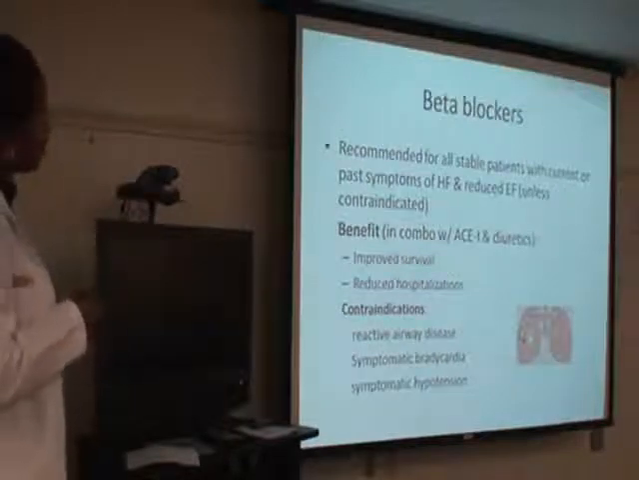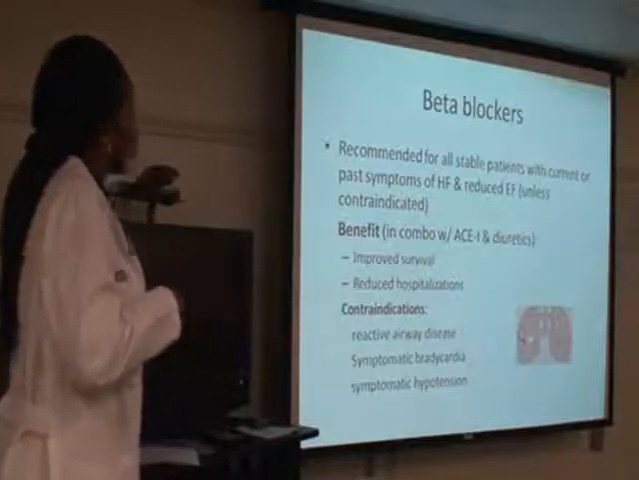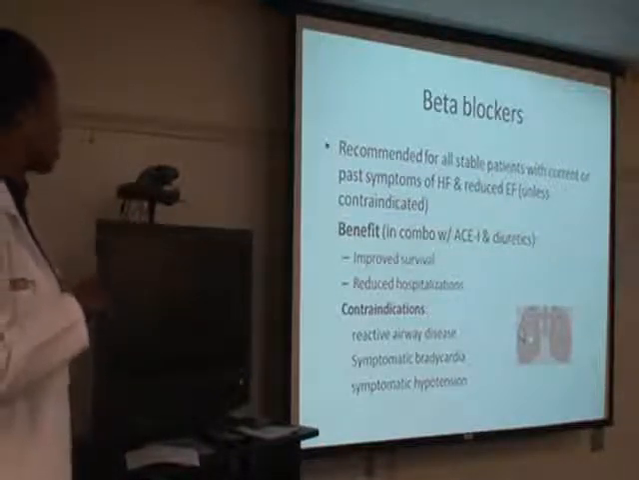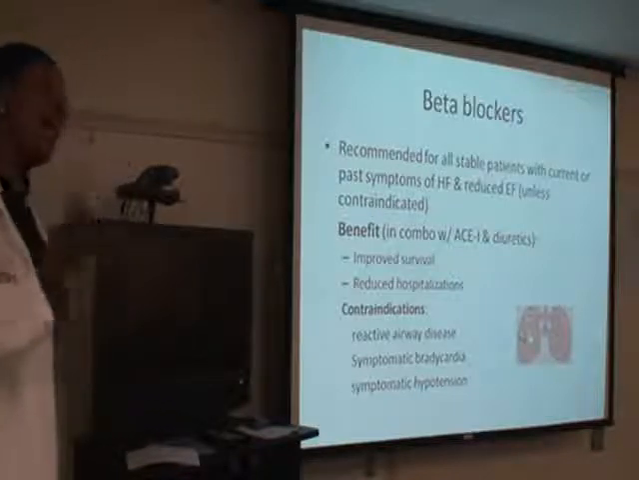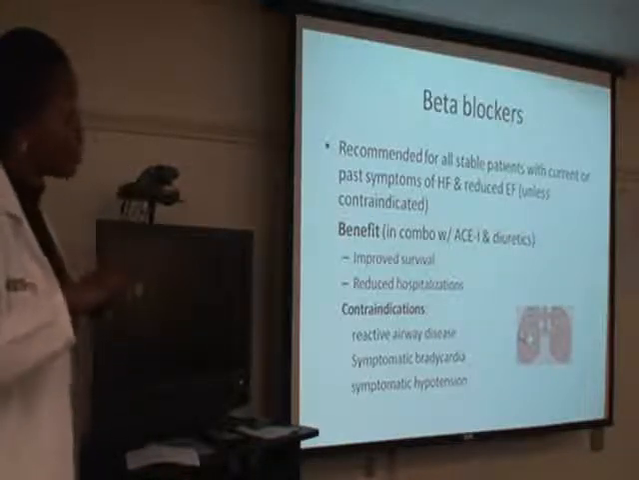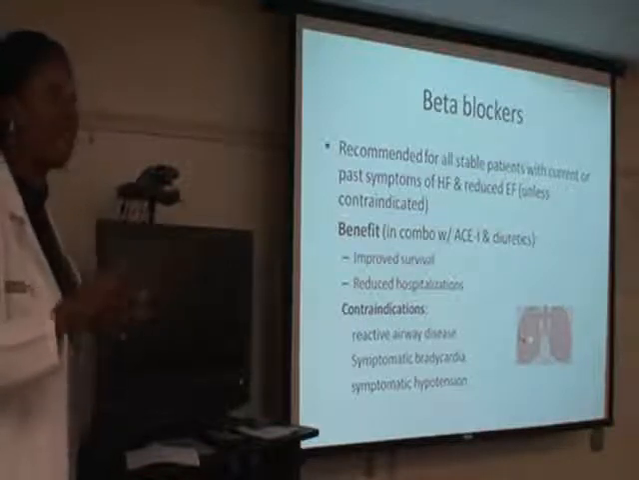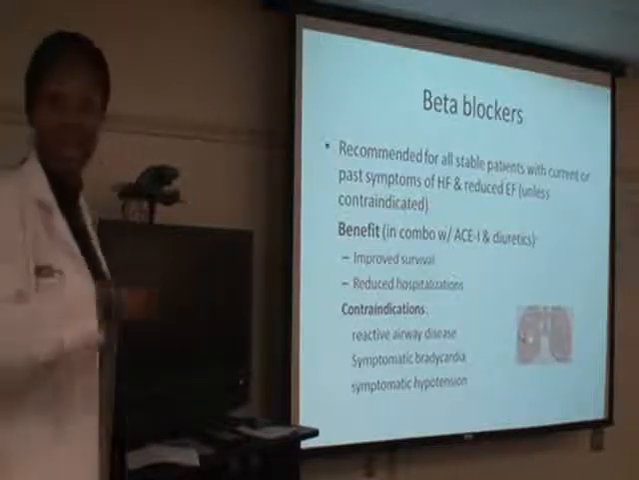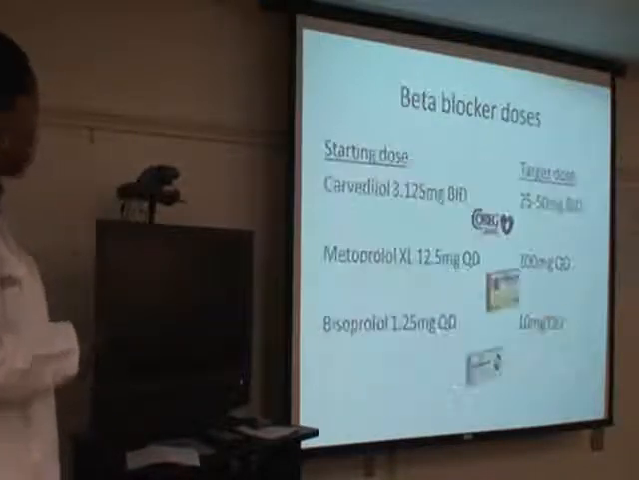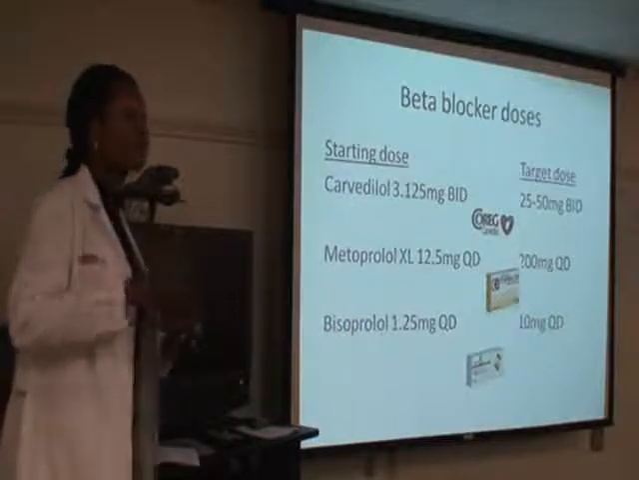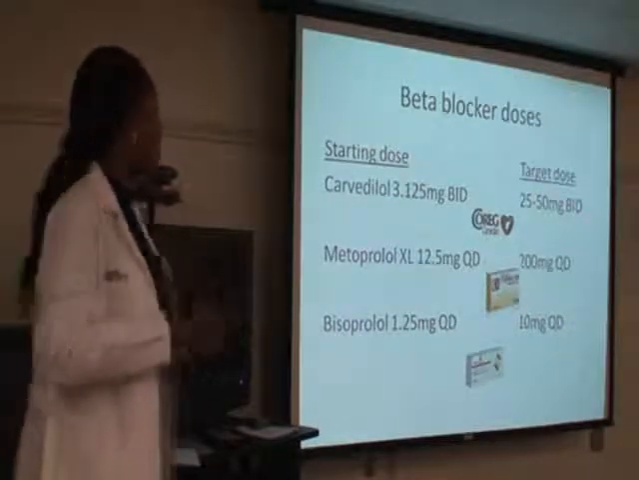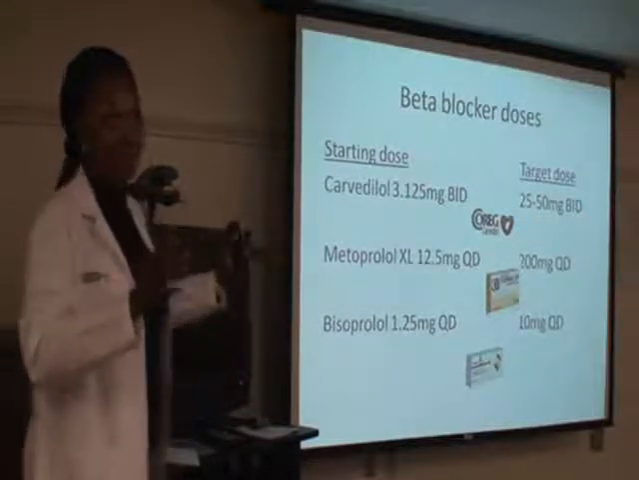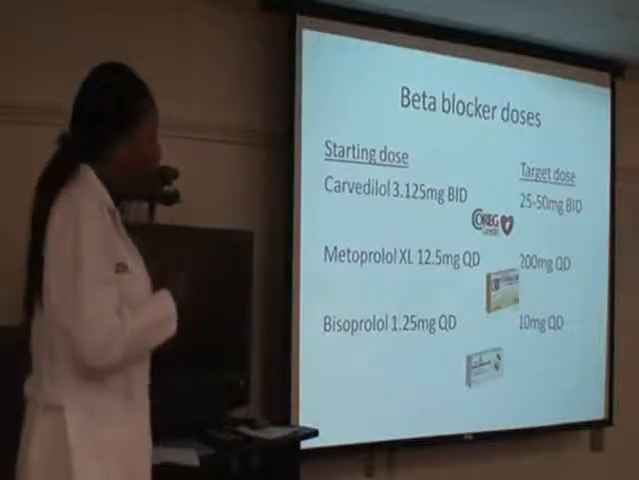Beta blockers. Beta blockers are recommended for all stable patients with current or past symptoms of heart failure and a decreased ejection fraction. The benefit of beta blockers is that they improve survival, and they also reduce hospitalizations. You don't want to use beta blockers in people who have reactive airway disease such as asthma. You don't want to use it if they're bradycardic, and you also don't want to use it if they have symptomatic hypotension. There are only 3 beta blockers that have been proven to increase survival in congestive heart failure. They are Coreg or carvedilol, metoprolol XL, not just plain metoprolol, it's metoprolol XL, and bisoprolol.